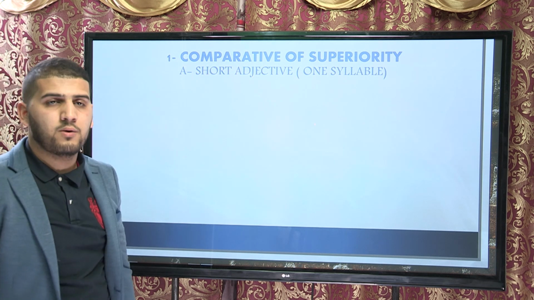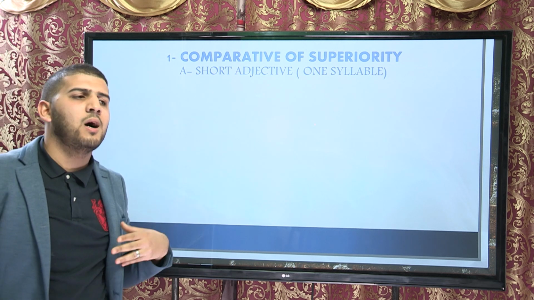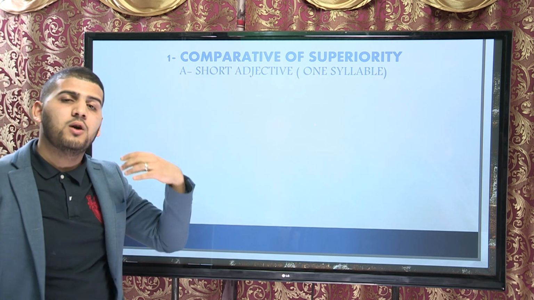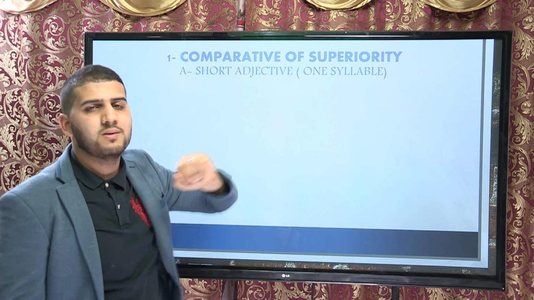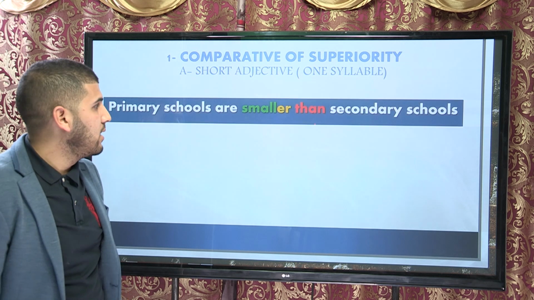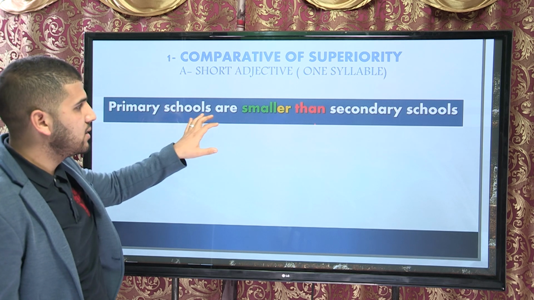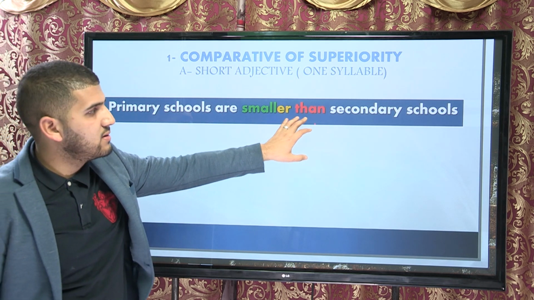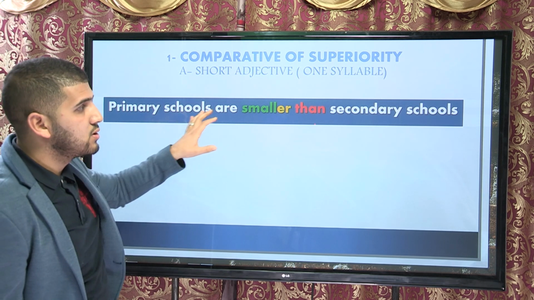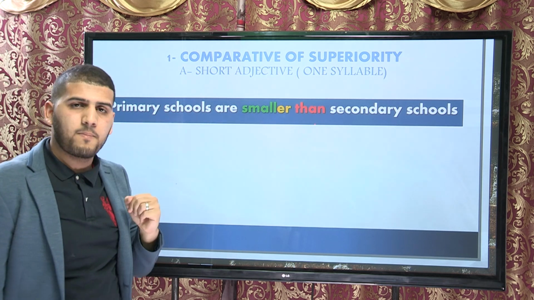Comparative of superiority. A. Short adjective. So we are going to see how to compare between two things using a short adjective. A short adjective has one syllable, like big. It has only one syllable. Let's consider the following example. Primary schools are smaller than secondary schools. So we are comparing primary schools to secondary schools using a short adjective, small.